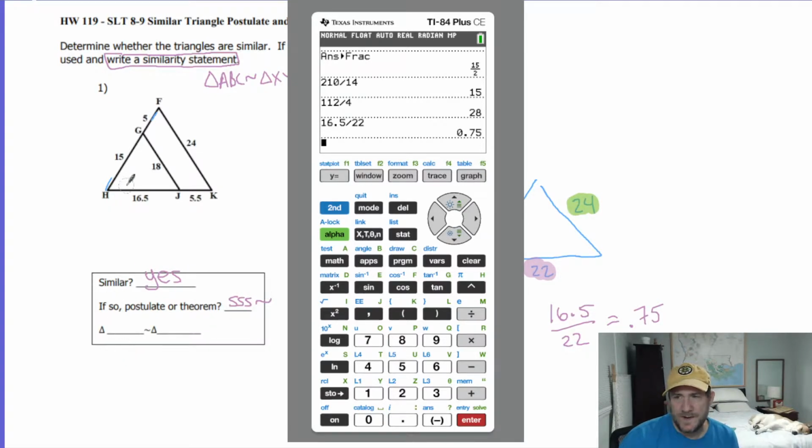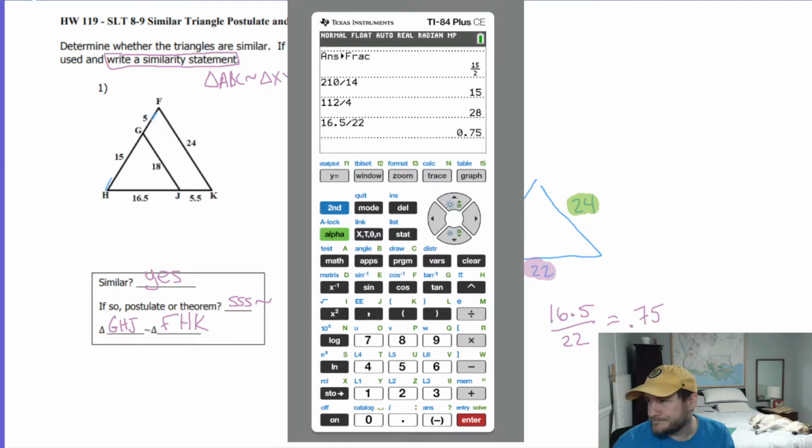Then we've got to write their names. So the small triangle, I'll say GHJ. Then GHJ is similar to FHK. That looks like I wrote FAK, but if you guys are listening and paying attention at all, then you know it's FHK. That's it. That's how this works.